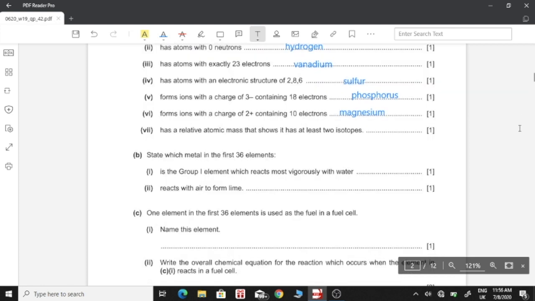Alright, part 7 has a relative atomic mass that shows it has at least 2 isotopes. This is chlorine because chlorine does not have a whole number figure for its atomic mass.